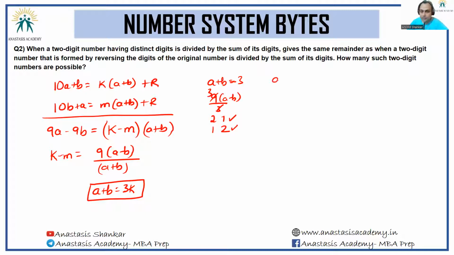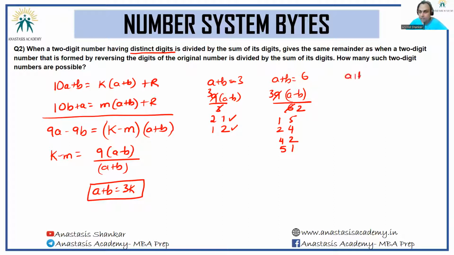Let us check with a plus b is equal to 6. So I would have 9 times a minus b divided by 6. Cancel 2 times, cancel 3 times. So now a minus b has to be an even number. So let's look at the cases. I would have 1, 5, 2, 4, 3, 3 would not work because the question said distinct digits. 4, 2, and finally I would have 5, 1. These 4 cases would work.